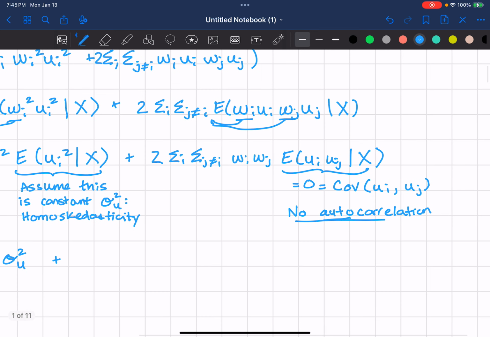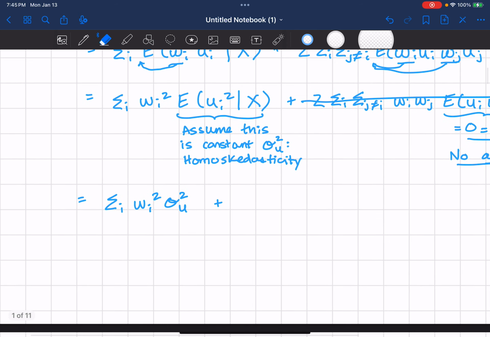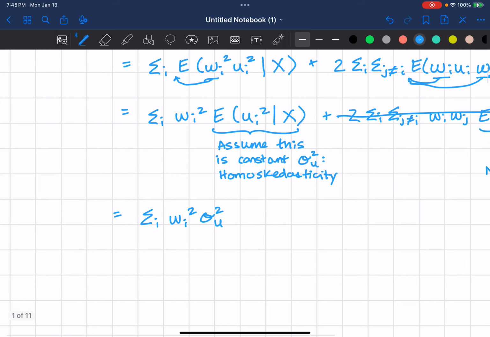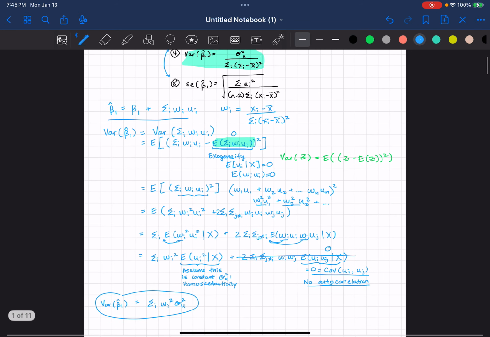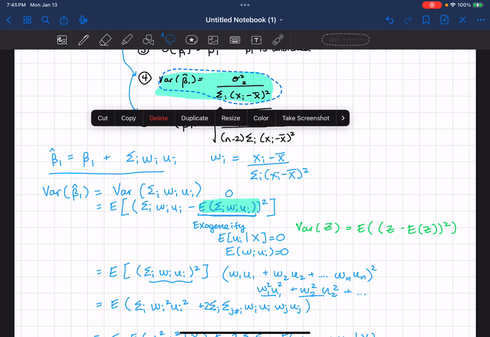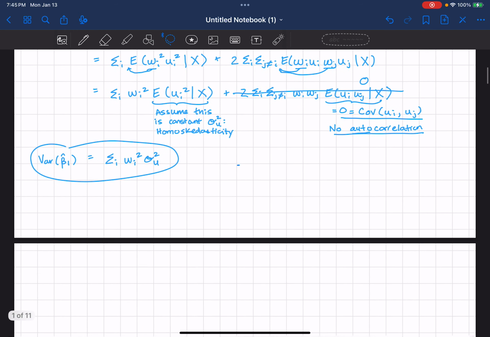So we have no autocorrelation. That means we can assume this is 0. We can assume this is 0. It makes our life a whole lot easier because this whole term goes to 0. And now we can focus on this part. So again, what do we have here? This is the variance of beta hat 1, and we've showed it is this. What do we want to show? This. What do we need to do to get there? I think we're really close.